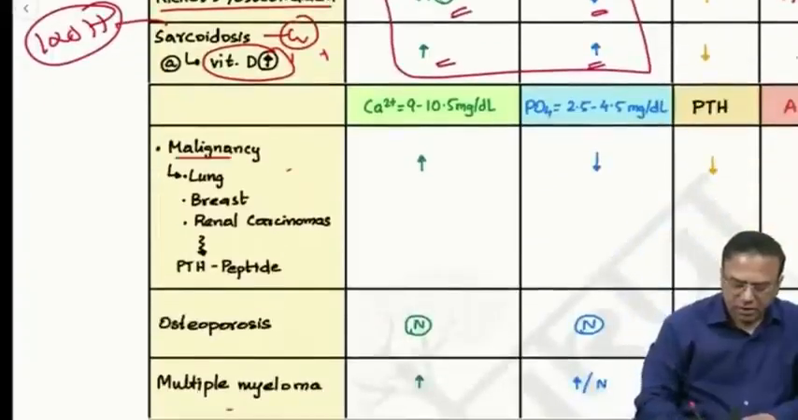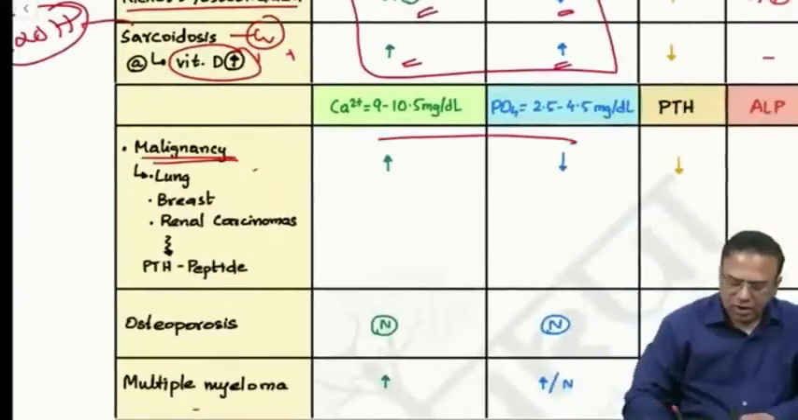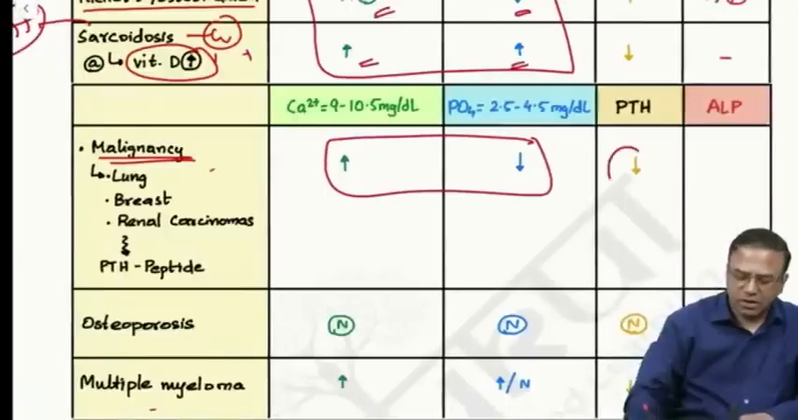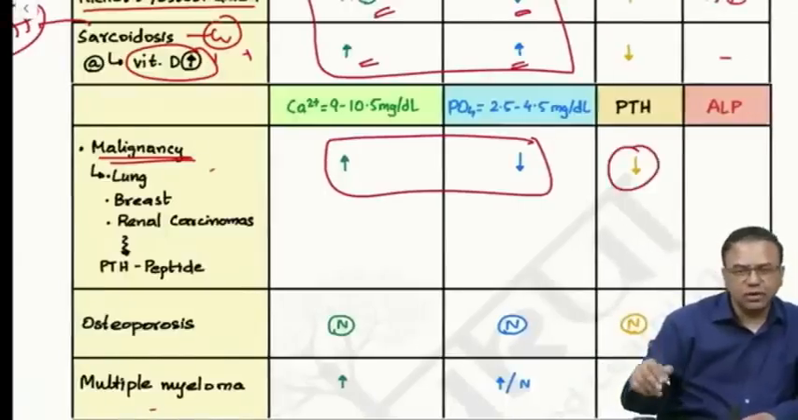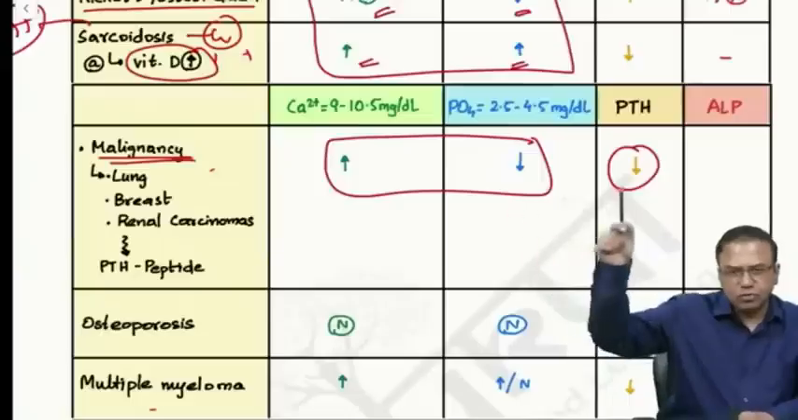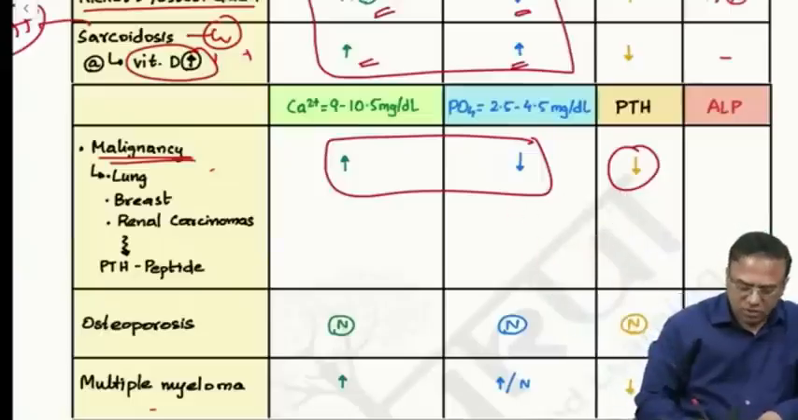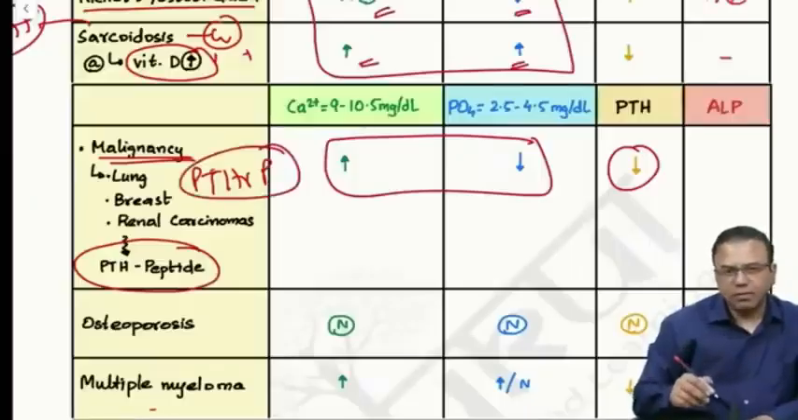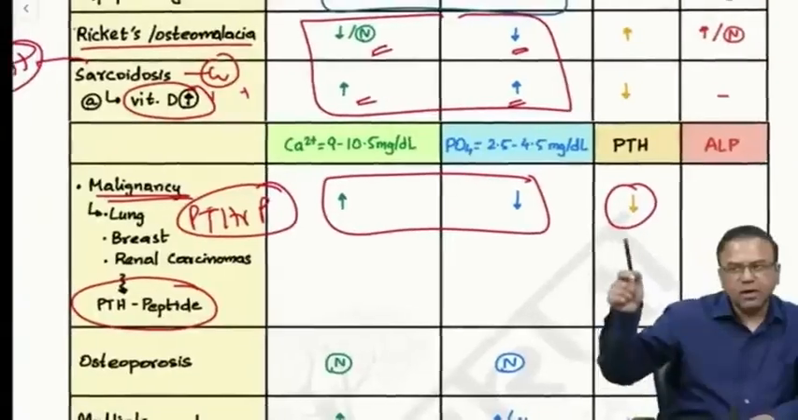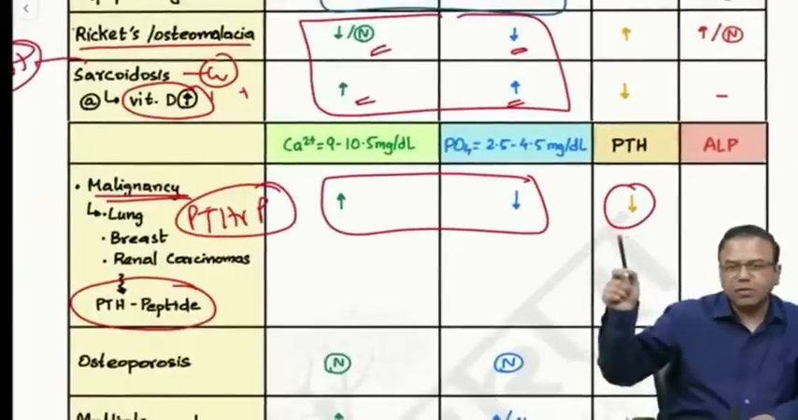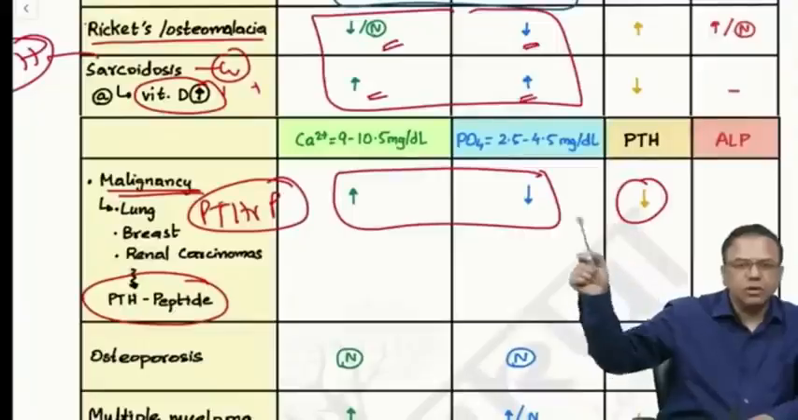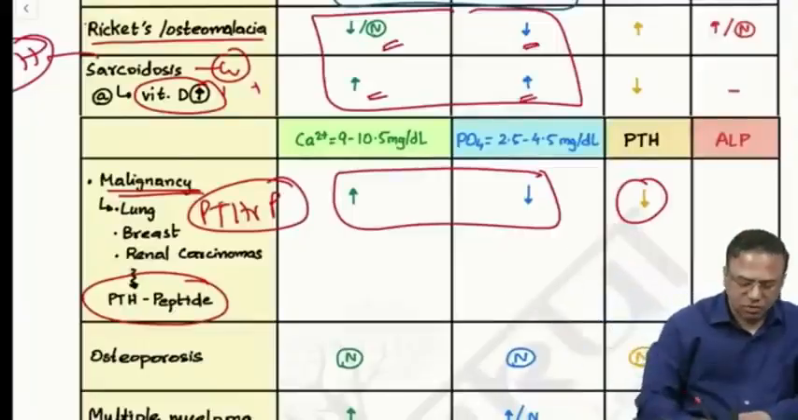If you look at malignancy, however, it does look like calcium and phosphate are moving in opposite directions. But interestingly, the parathormone levels are suppressed. So who's doing the job? What parathormone is supposed to do, somebody else is doing. And that is called PTHrP, known as parathormone related peptide. This parathormone related peptide is behaving like parathormone. It's increasing calcium, decreasing phosphate, but the parathormone is low. This is very suggestive. This is nothing but what you see in malignancy.